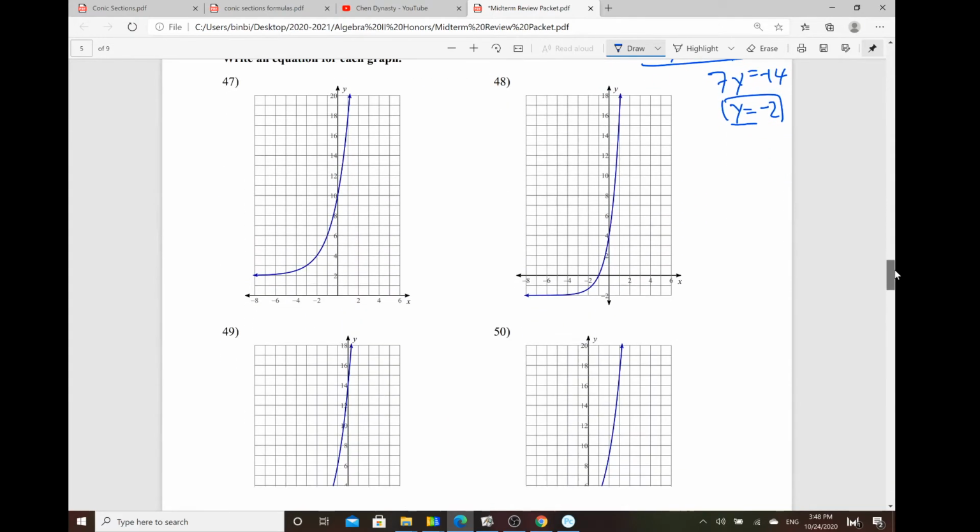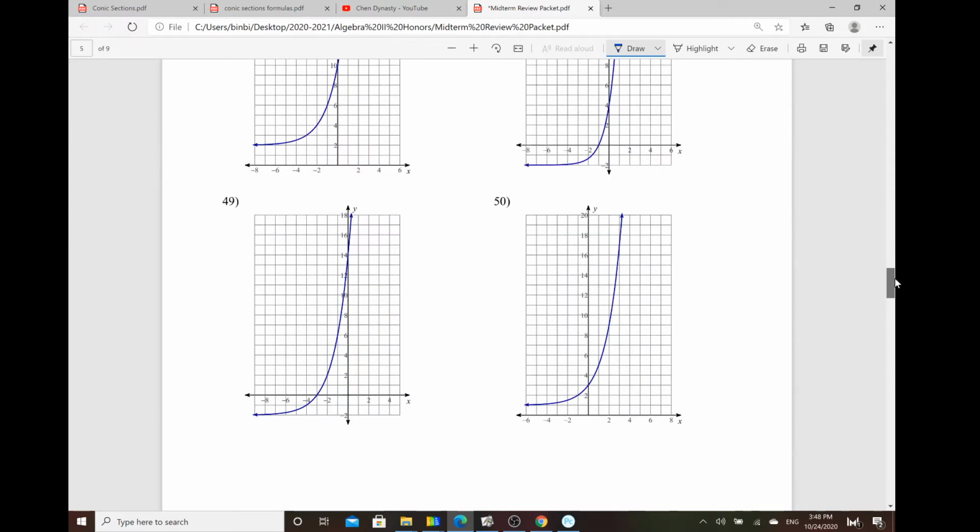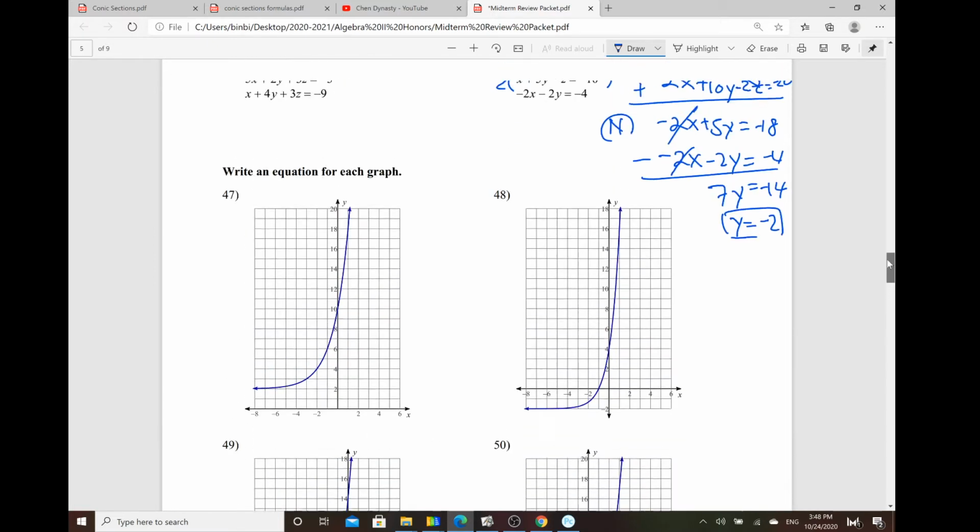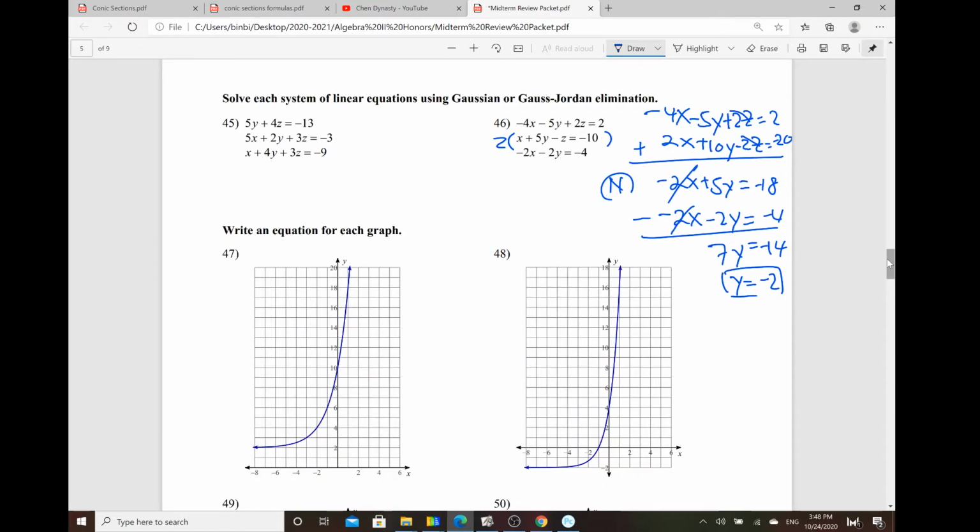And now 47 through 50. It's all about finding the equation for the exponential model. Excuse me. The structure is always like a times b to the power of x minus h, plus k. And we do know that k is considered the horizontal asymptote. As you can see for number 48, negative 2 is the value of k, so that'll be the horizontal asymptote.